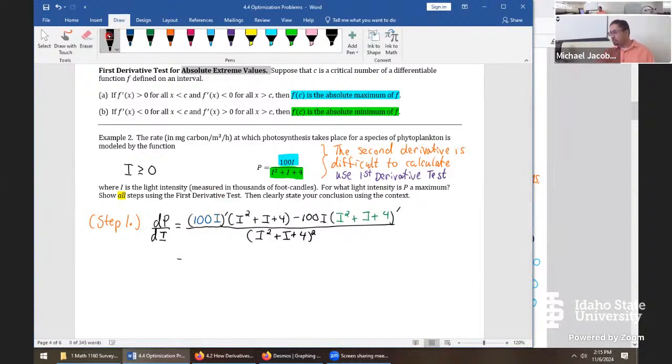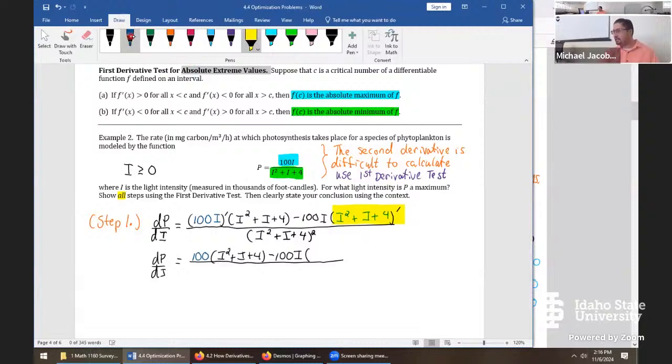So dp di is now equal to 100, where we took the derivative of 100i. It's multiplying the group I squared plus I plus 4. We'll distribute that on the next step. Then over here, copy negative 100i, and a new derivative. We need to handle what should happen with this one.